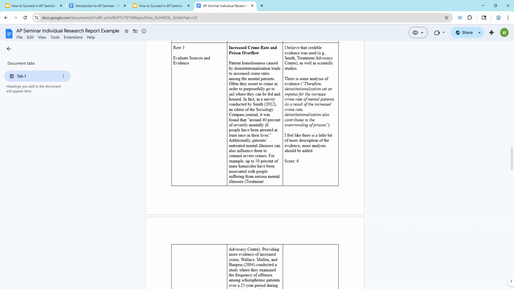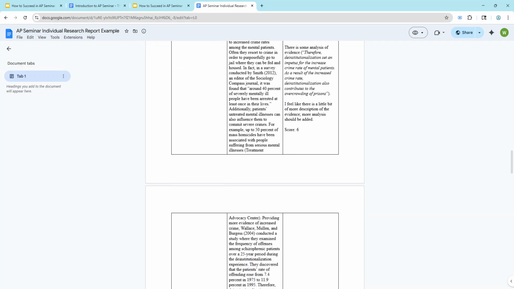Let's look at row 3. Evaluate sources and evidence. Increased crime rate and prison overflow. Patient homelessness caused by deinstitutionalization leads to increased crime rates among the mental patients. Often they resort to crime in order to purposefully go to jail, where they can be fed and housed. In fact, in a survey conducted by Smith in 2012, an editor of the Sociology Composite Journal, it was found that around 40% of severely mentally ill people have been arrested at least once in their lives. Additionally, patients' untreated mental illnesses can also influence them to commit severe crimes. For example, up to 50% of mass homicides have been associated with people suffering from serious mental illnesses.